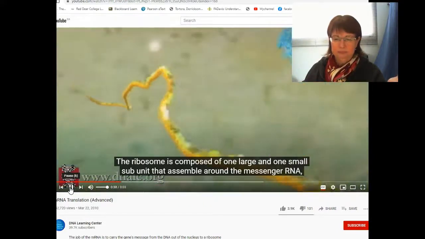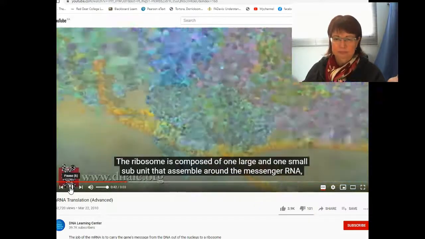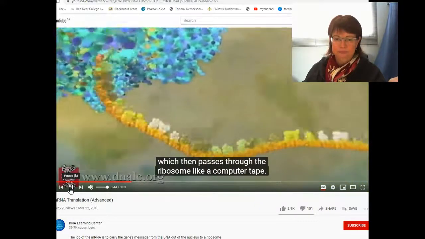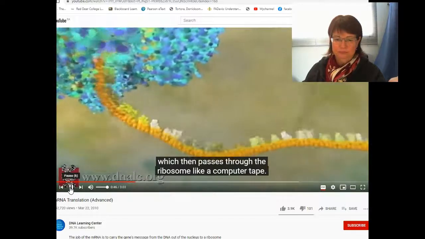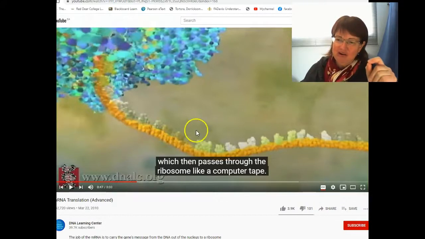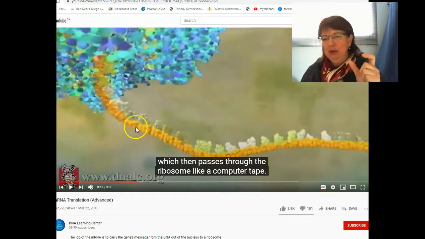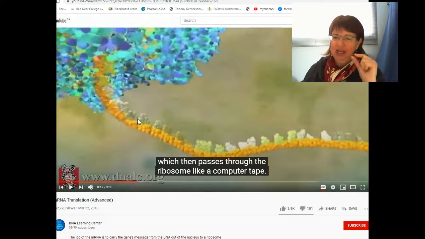The ribosome is composed of one large and one small subunit that assemble around the messenger RNA, which then passes through the ribosome like a computer tape. Okay, if you remember, the messenger RNA has these base pairs, the A's, C's, G's, and U's, and they're going to be read 3 at a time, and each 3 is called a codon.